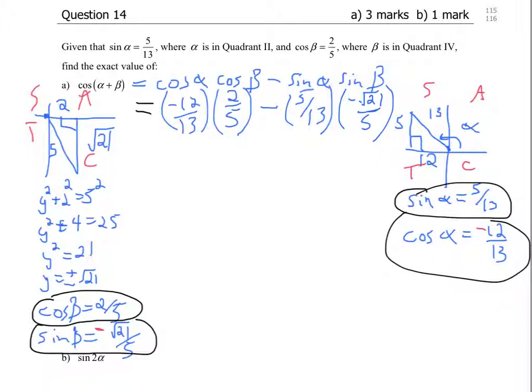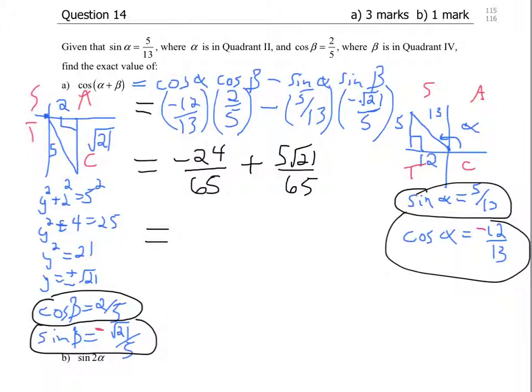And remember, how do we multiply fractions? Top times top, bottom times bottom. So this becomes negative 24. 13 times 5 is 65. And now the two negatives will give us a positive. So I'm going to just change this to a plus. And then it's 5 root 21 over 65. So expressing this as a final answer, we'll write it as negative 24 plus 5 root 21. And we already have a common denominator, all over 65.